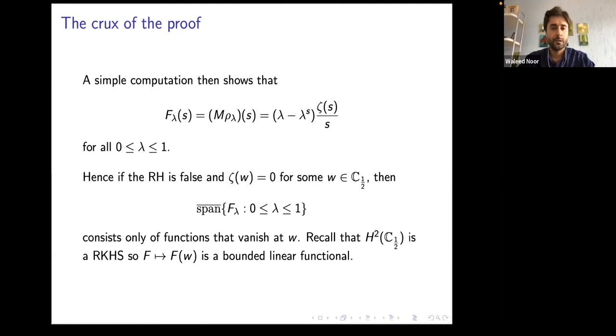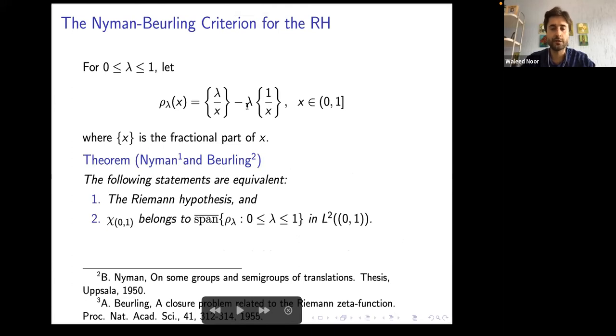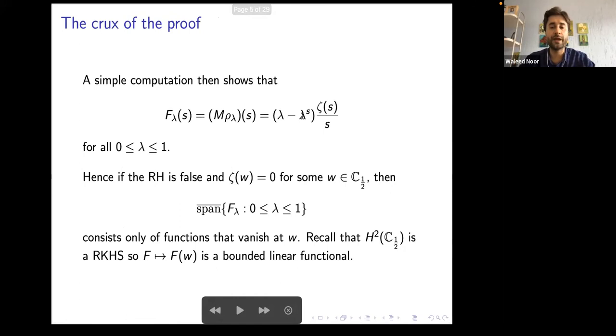So the first observation is that from a simple computation, if you take the Fourier-Mellin transform of the functions rho lambda, just to remind you, these are the rho lambda. If you take the Fourier-Mellin transform of these functions, what you get is this. So you notice that the Riemann zeta function appears here. And this factor, of course, lambda is a constant in this case.